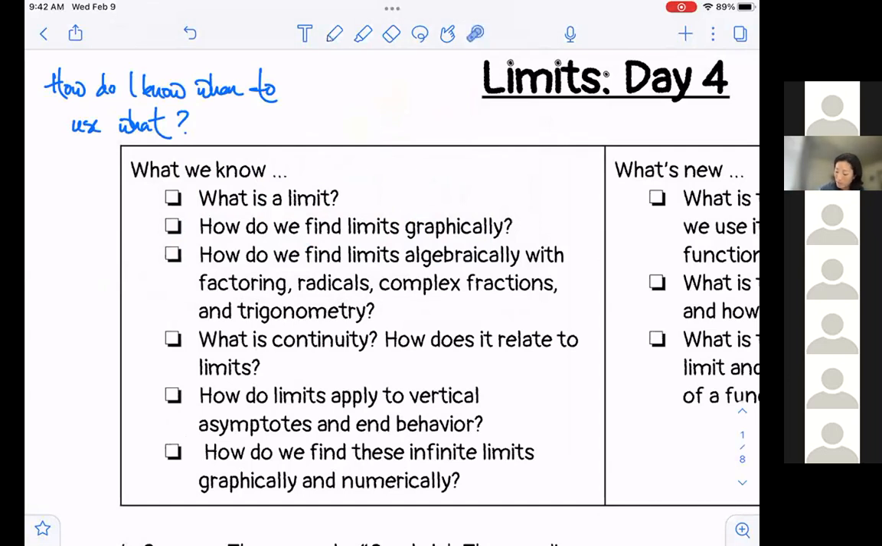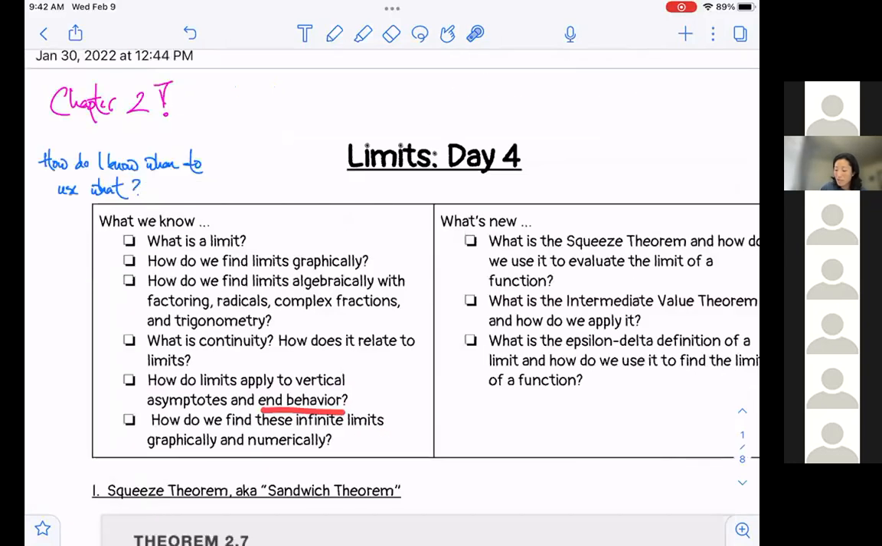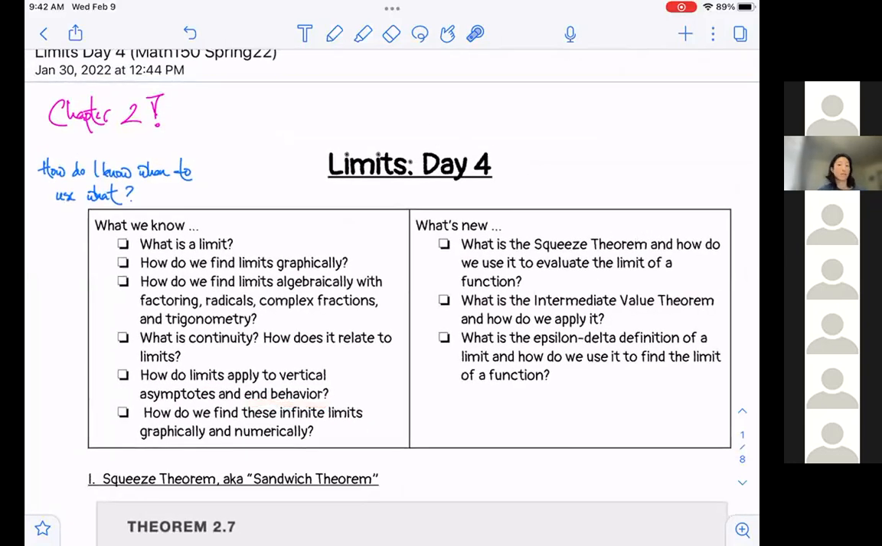And so as you're thinking about it, how do I know when to use factoring? How do I know when to use radicals? How do I know when to just look at the graph? How do I know when I'm looking at a vertical asymptote? How do I know when I'm looking for end behavior, right? If those are all questions that you feel relatively comfortable answering, that's great, right? But if any one of these questions is like, oh, did we learn that? Then I would encourage you to go back into limits day 1, 2, and 3 and see if you can revisit that part, okay?